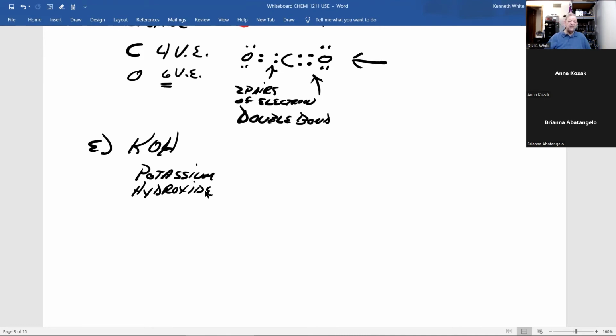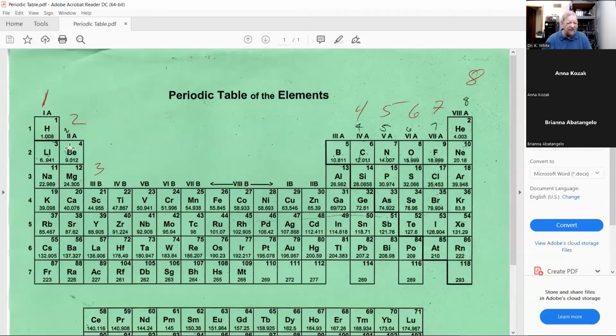Well, if we're going to do a Lewis structure of that molecule, we better find out the valence electrons. So I'll now go to my periodic table, and I need potassium, K. I look at the top, it has one valence electron. Hydrogen in KOH has one valence electron, and oxygen, O, look at the top, has six valence electrons.